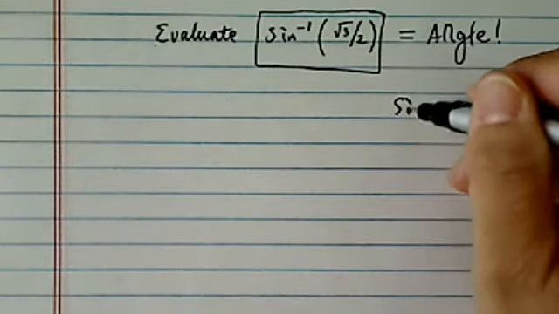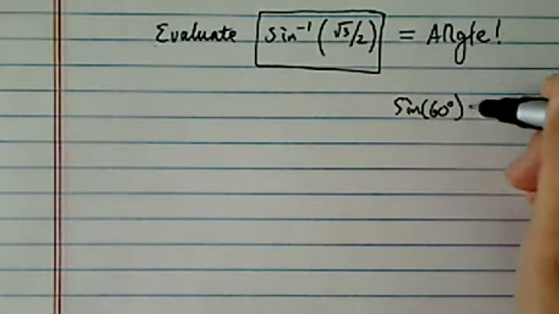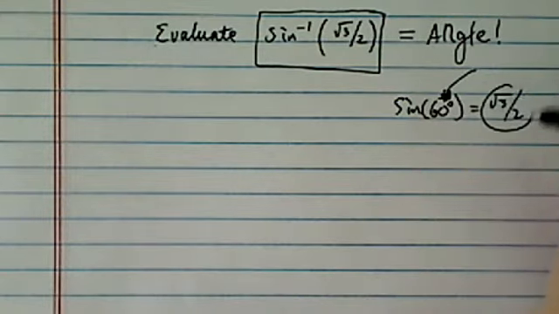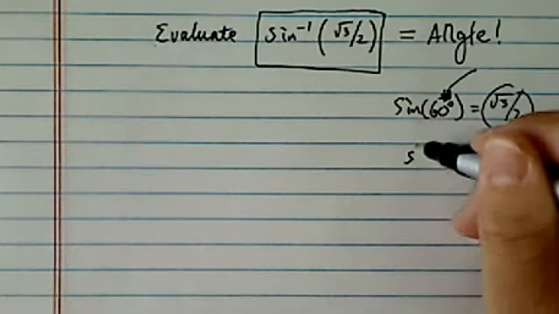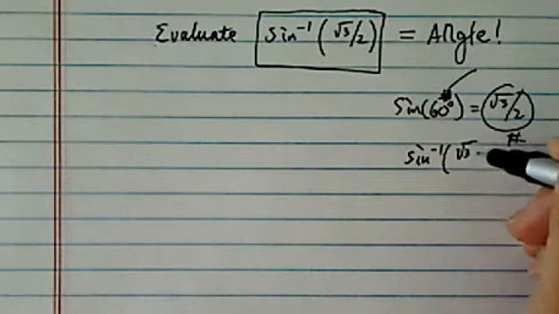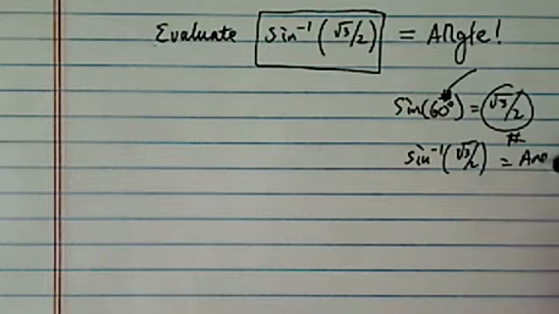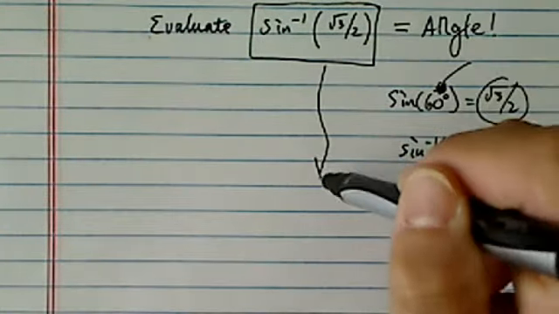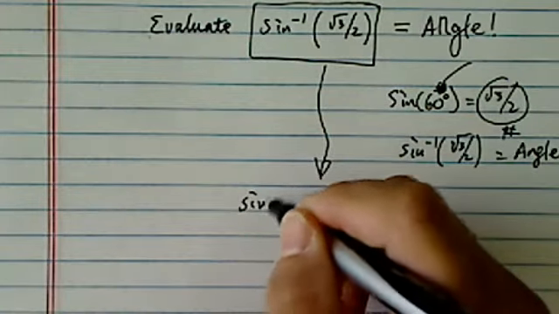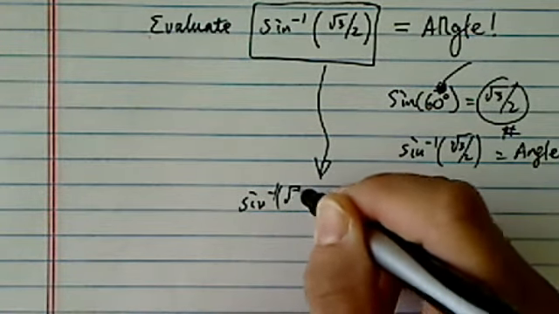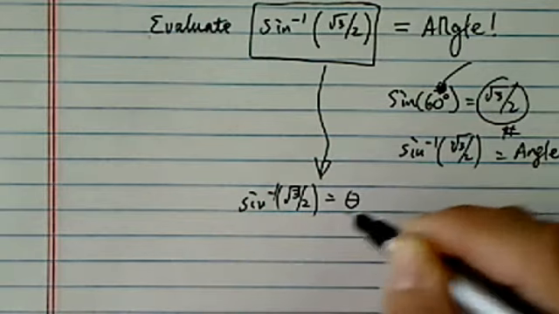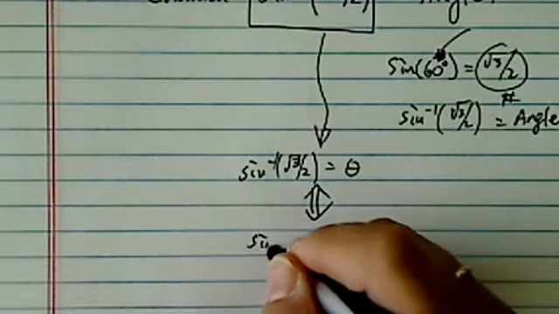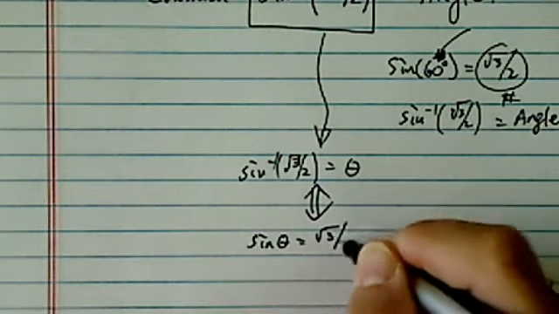When we write sine of, let's say, 60 degrees is equal to radical 3 over 2, the 60 degrees is an angle, and the radical 3 over 2 is a number. But when they inverse this and put a number inside, then the result becomes an angle. Having known that, this solves a lot of problems for you. Let's say sine inverse of radical 3 over 2 is equal to theta. This is equivalent to saying sine of theta is equal to radical 3 over 2.